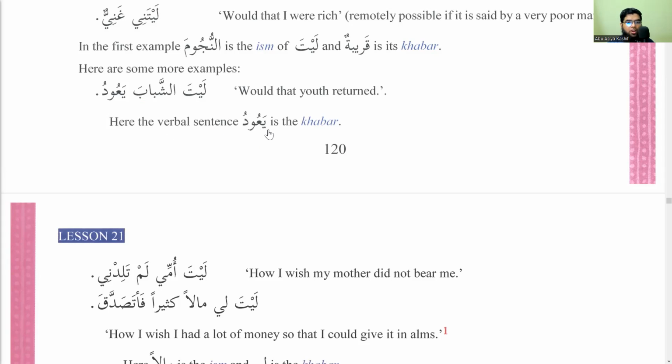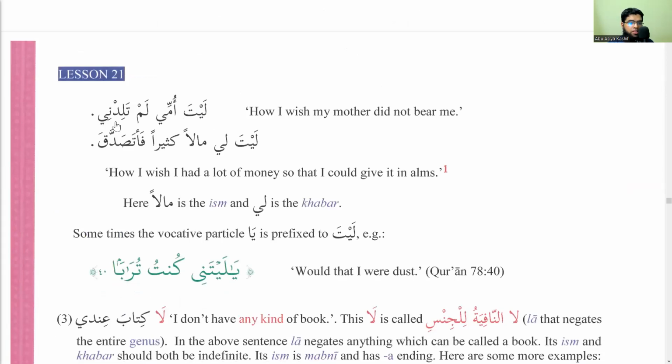Here the verbal sentence ya'udu is the khabar. So this is the ismu layta and this is the khabar of layta. Correct? Like layta ummi lam thalidni. How I wish my mother did not bear me.